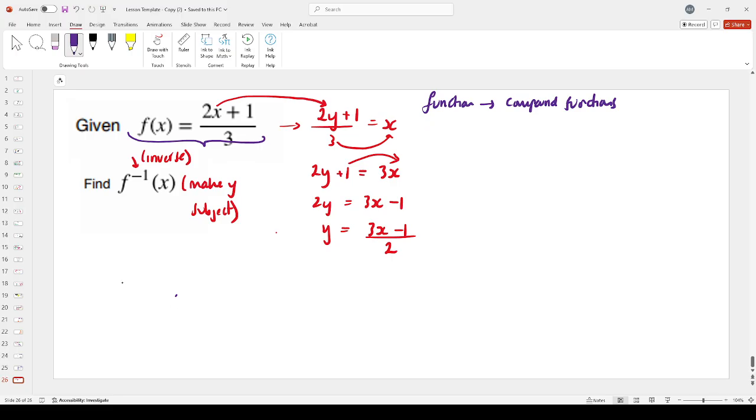If I give you another one, f of x equals 3x squared plus 1 minus 1, and then I said find f to the -1, how would you do that? So f just means function.